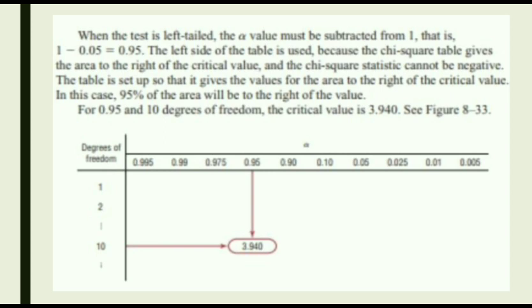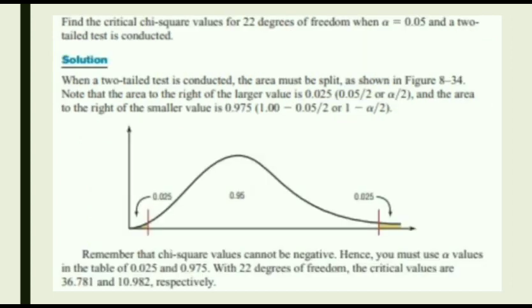The table is set up so that it gives the values for the area to be right of the critical value. In this case, 95% of the area will be the right of the value. For 0.95 and 10 degrees of freedom, the critical value is 3.940. Muna siya ang kuan. Find the critical chi-square values for 22 degrees of freedom when alpha is 0.05 and two-tailed test is conducted.